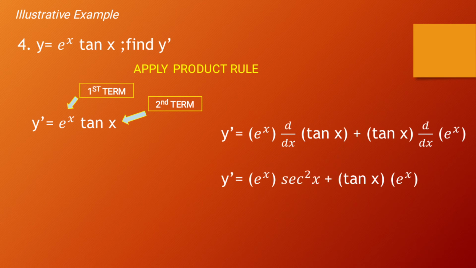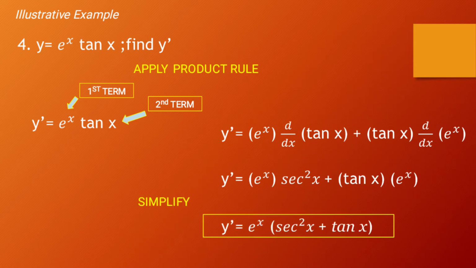And so we have y prime is equal to e raised to x, and the derivative of tangent x is secant squared x plus tangent x, and the derivative of e raised to x is e raised to x as well. So just simplify. We're going to factor this out. Then we can have e raised to x times the quantity secant squared x plus tangent x. We just simplify this since we have the same value here, e raised to x.